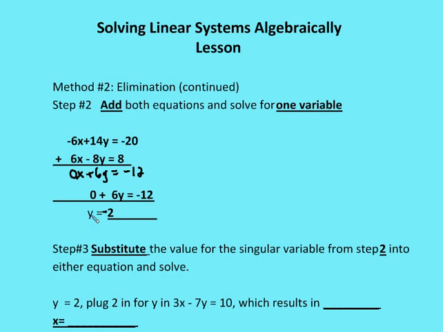Now once I have the value for y as negative 2, I can use that value to substitute back into either equation and solve for x. So let's take the first equation, 3x minus 7y, and plug in negative 2 for y, and I get 3x minus 7 times negative 2.